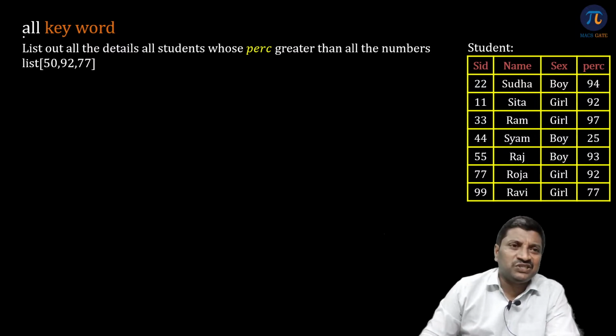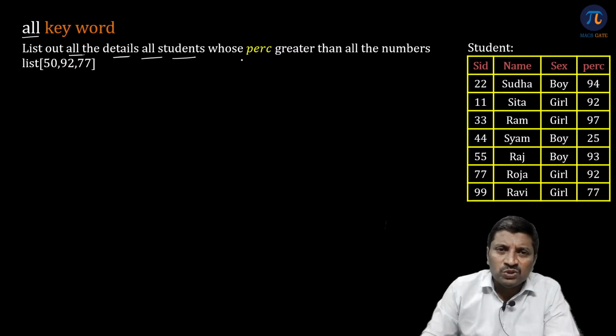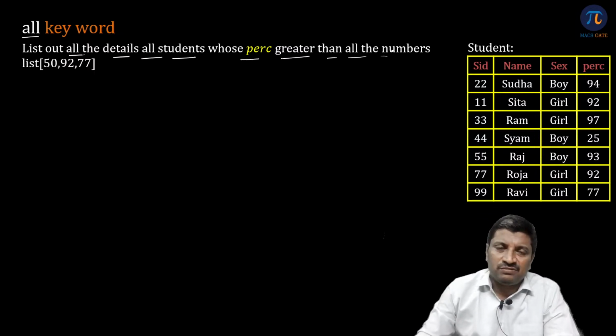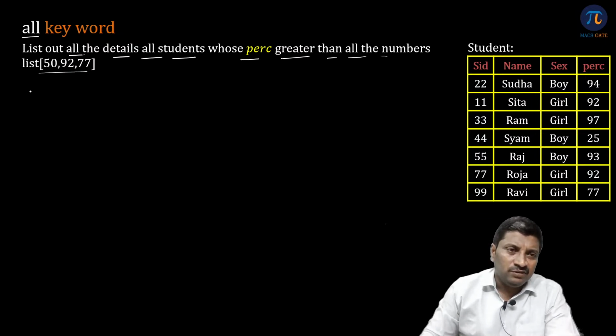Let us use the next keyword, all. List out all the details of all the students whose percentage is greater than all the numbers. So I need to list out the details of students whose percentage is greater than all these three numbers, right? So how to write it, sir?